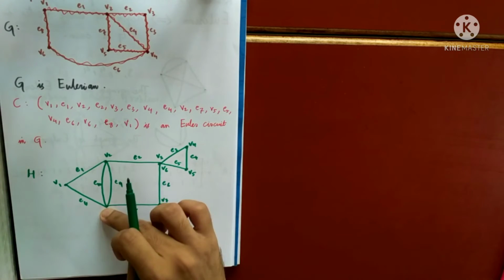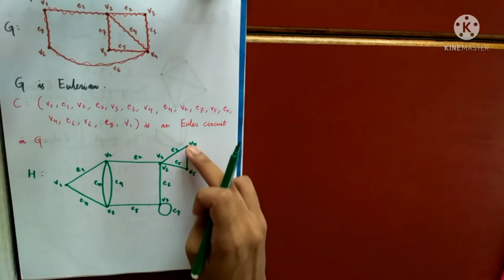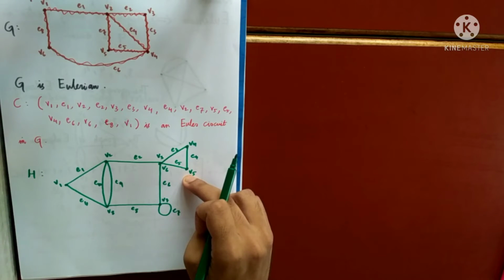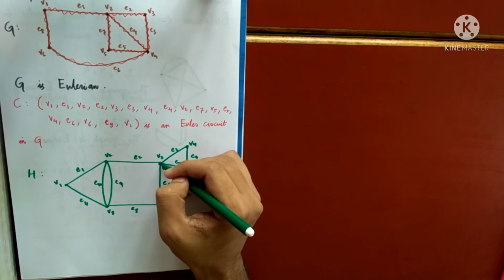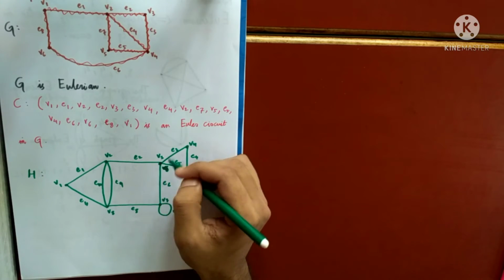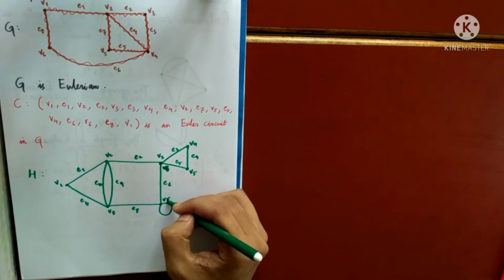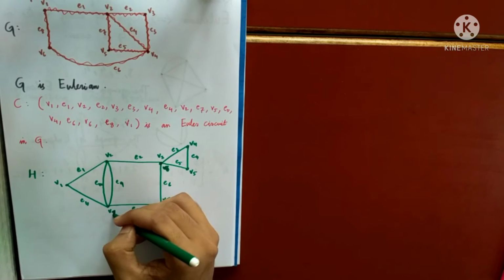Why is it so? Counting: 1, 2, 3, 4, 5, 6, 7. v1, v2, v3, v4, v5. Okay, I have named it twice. Yes, I have named this twice. Sorry. So v1, v2, v3, v4, v5. This will be v6. This is v7.